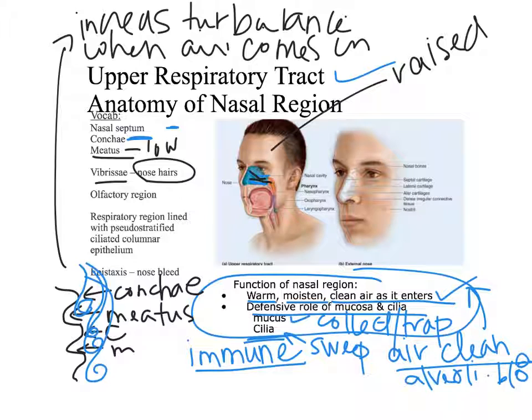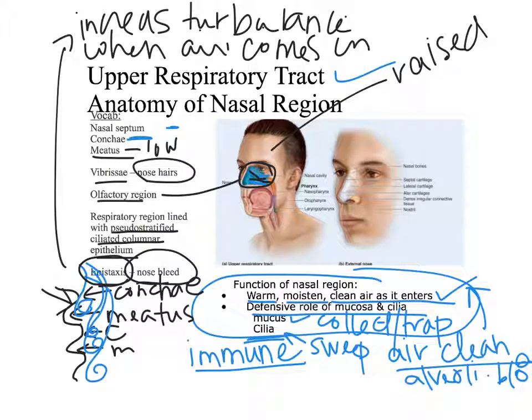The vibrissae are nose hairs. That's easy. The olfactory region is this blue region here. It's lined with pseudostratified ciliated columnar epithelium. And then there's another thing, epistaxis. That's a nosebleed. Epistaxis is when you get a nosebleed. It usually occurs in the concha and the meatus, because these have lots of blood vessels in them, so it bleeds there.